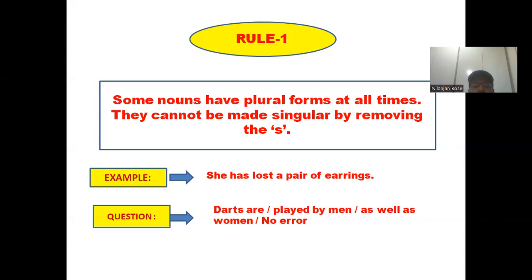Initially, if you go through the sentence, the first part says darts are. Now, what do you mean by darts? It's the name of a game. It already has the letter S at the end of the word, and if you think you are supposed to remove this S, it is not possible. So, darts being singular, the verb will be is in place of are, and that is the wrong section. So the first section is wrong over here. Let me proceed to rule number 2.